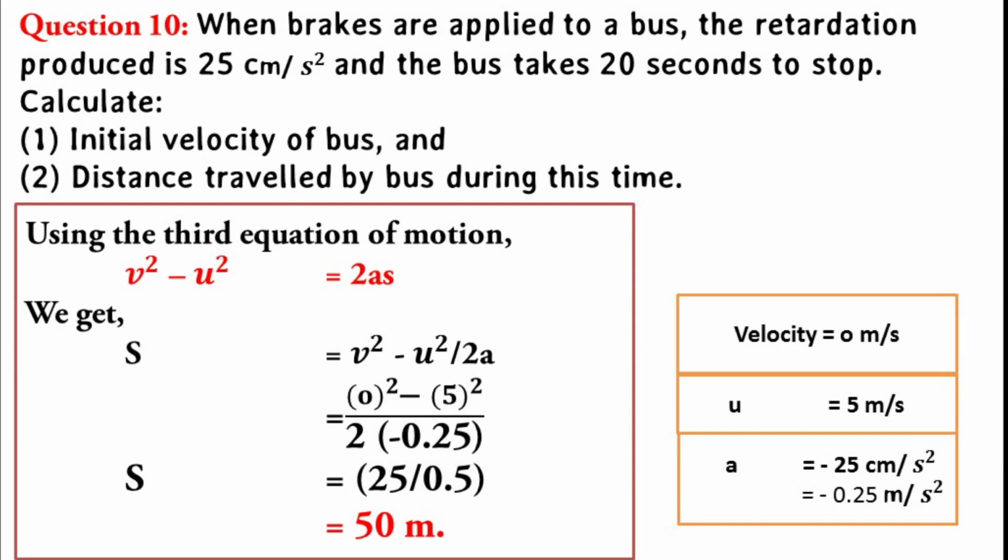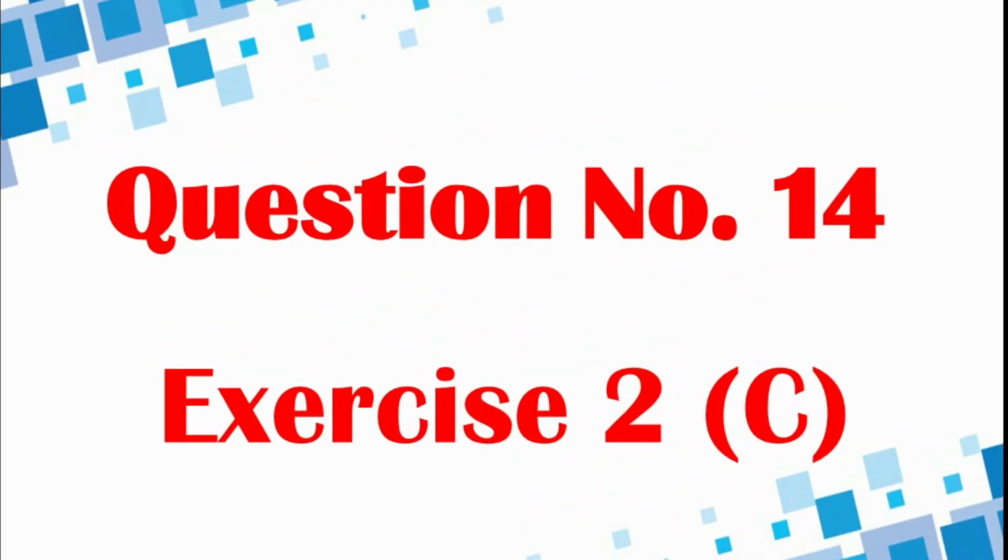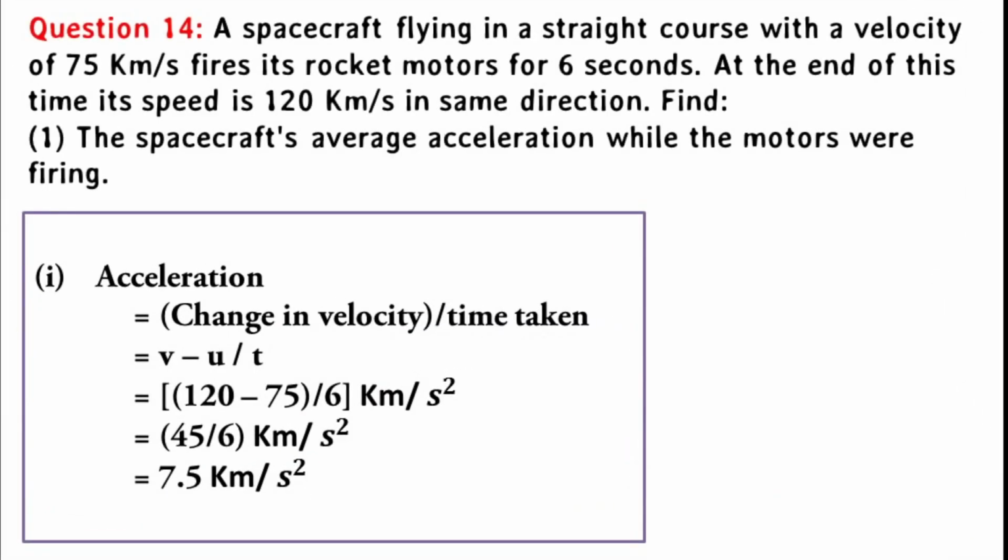Now let us do question number 14 of exercise 2C. Question number 14. A spacecraft flying in a straight course with a velocity of 75 km per second fires its rocket motors for 6 seconds. At the end of this time, its speed is 120 km per second in same direction. Find number 1, the spacecraft's average acceleration while the motors were firing.